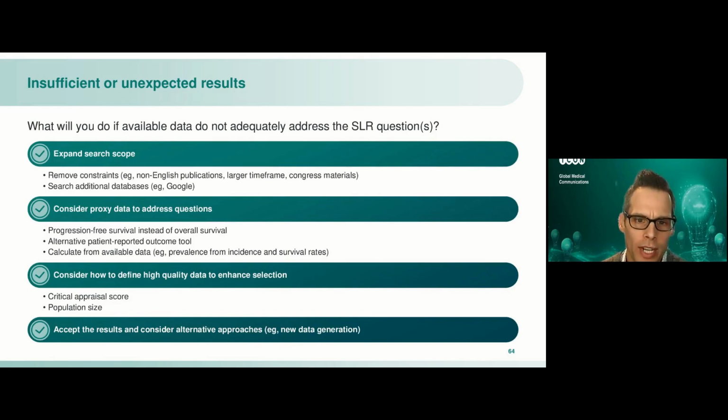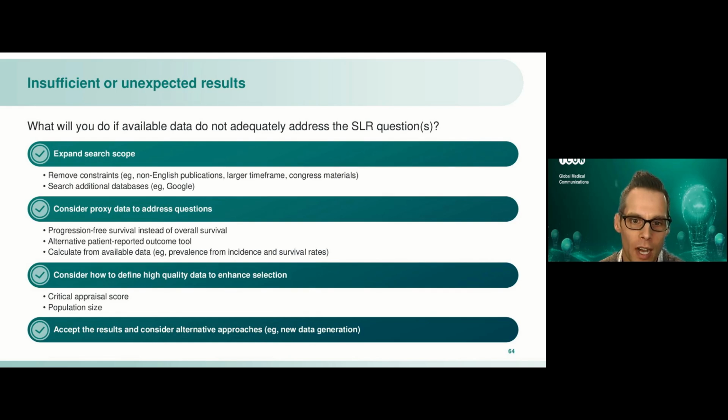So the third challenge is how do you address insufficient or unexpected results? You do your analysis and either the data available don't really answer your question, or even worse, they don't give you the right answer that you needed. So what are you going to do next? You can expand your search, remove some of the constraints that you had initially to see if there's anything you missed that might be useful.